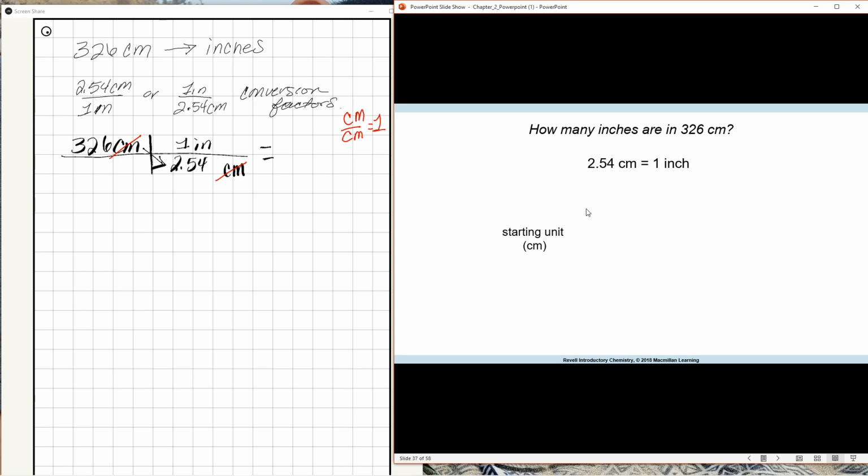We are left with 326 divided by 2.54. The unit that we're left with is inches. So whatever answer we get here, we're going to turn it into inches. I'm going to grab my handy dandy calculator and put this down. I have 326 divided by 2.54.